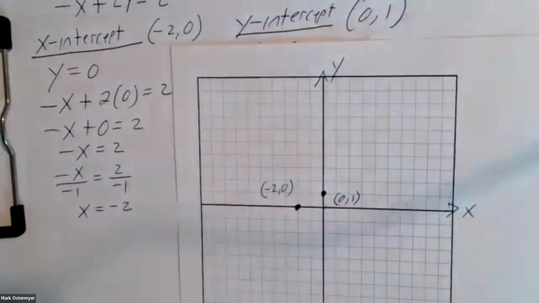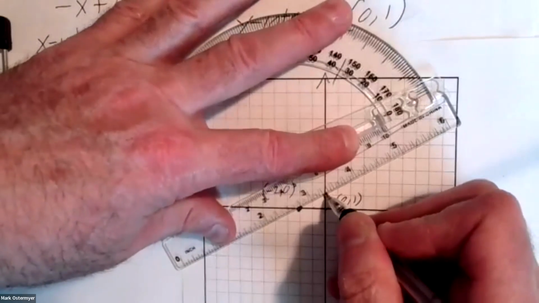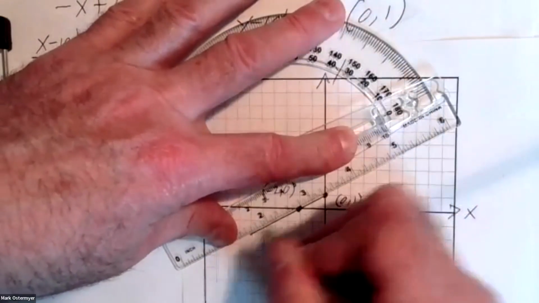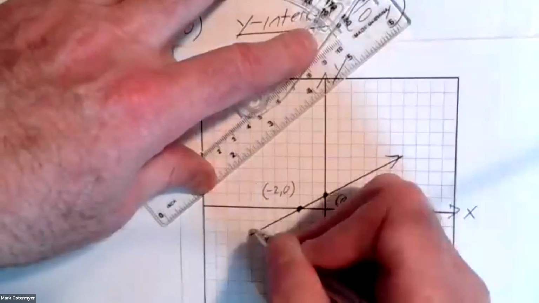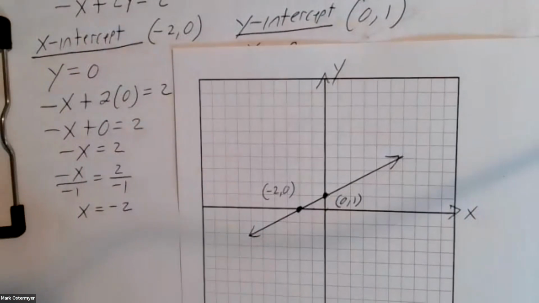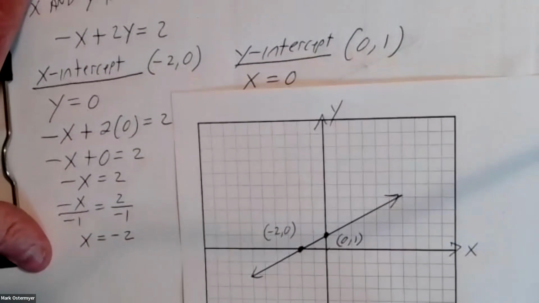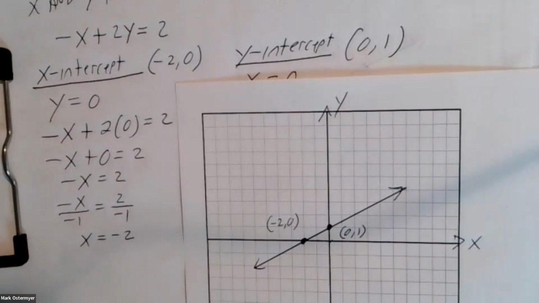Take a ruler, put a line through the points, the center of those points, and you have the graph of that linear equation. And there we go, ladies and gentlemen. That would be the graph of -x + 2y = 2. So we're graphing linear equations by finding the x and y intercepts of the equation. Any questions?